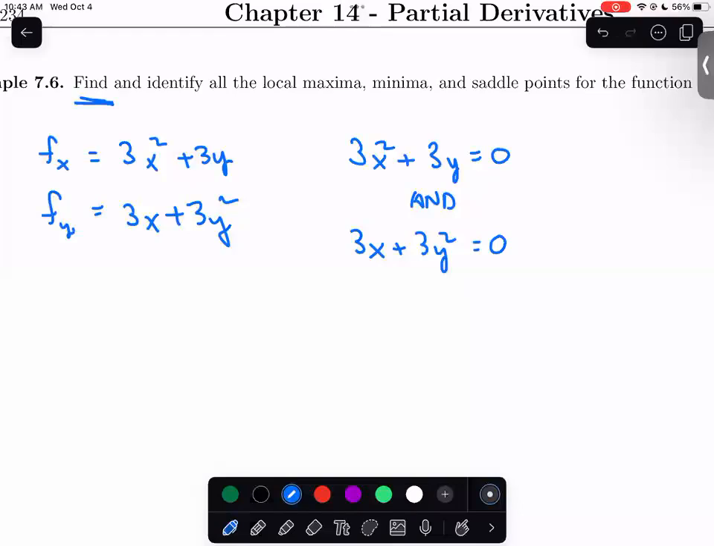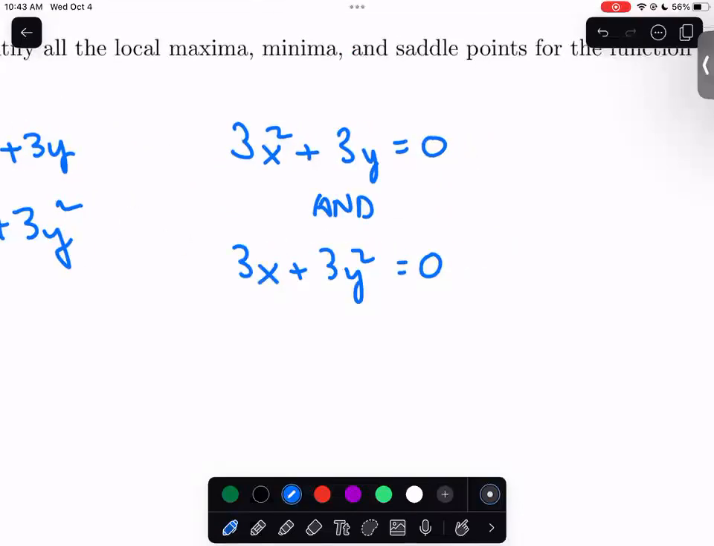Well, one way that we can do this, for instance, if I was going to start working on this, is that I could divide by 3, and I could rearrange and solve for y. So in this case, maybe I'd have y is equal to negative x squared. Again, dividing by 3, that would give me x squared plus y equals 0, and then I could move the x squared to the other side.